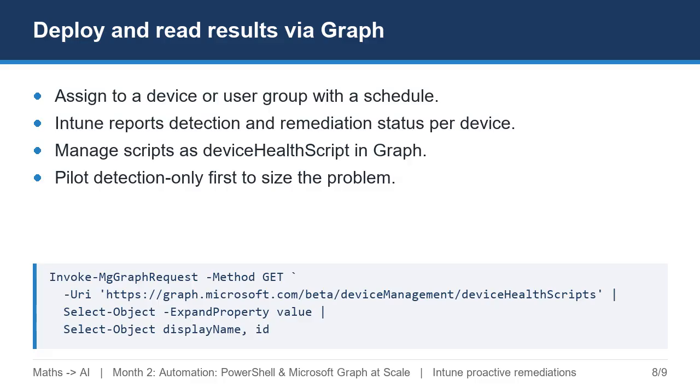You assign a remediation to a device or user group with a schedule, once, hourly, or daily, and Intune then reports detection and remediation status for every device. You can also manage these through Graph, where they appear as device health script resources. A pro move: deploy detection only first, a remediation that just reports and never changes anything, to size how widespread the issue really is. Then add the fix and pilot it on a small ring before going wide.